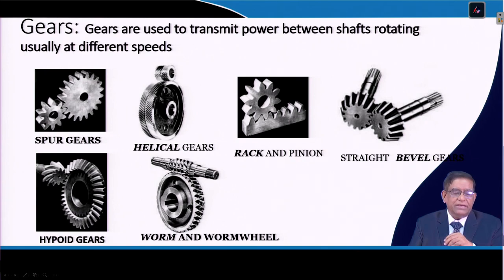You can see here these two, the pinion and the gear, have an incline. This type of gear is called a helical gear. Now, there is a rack and pinion. You can have one pinion moving along a straight line, which is called a rack.